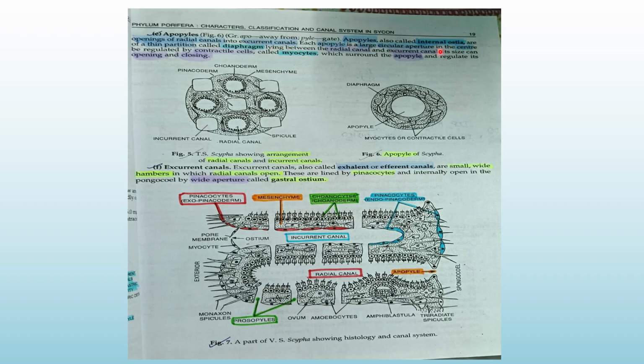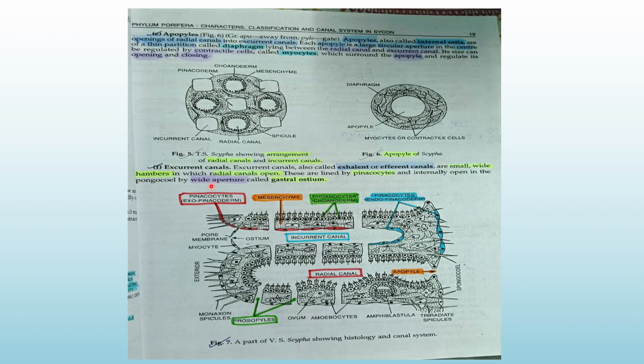Each apopyle is a large circular aperture in the center of a thin portion called the diaphragm. Again, what is the diaphragm? Here it is, the diaphragm, lying between the radial canal and excurrent canal. Its size can be regulated. So size is not fixed, you cannot say that only this will exhibit this kind of size. Okay, its size can vary. Also called myocytes, these are muscle contraction cells surrounding the apopyle and regulate the opening and closing of the canal.